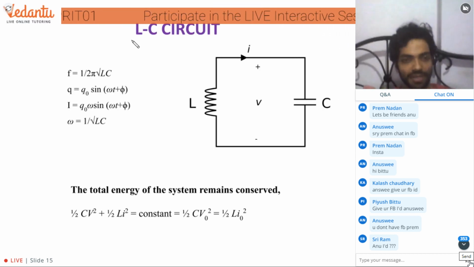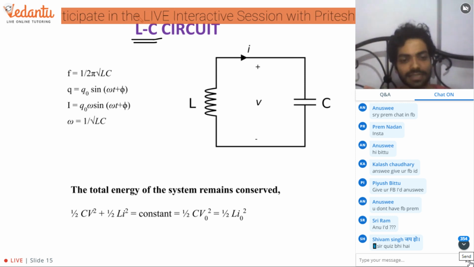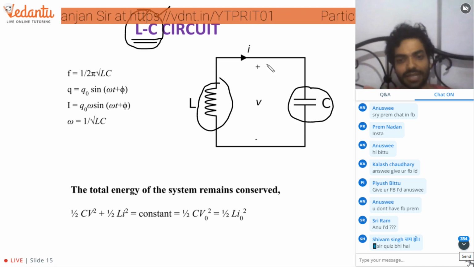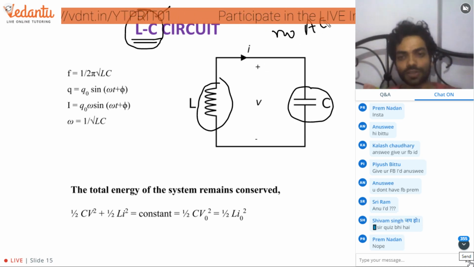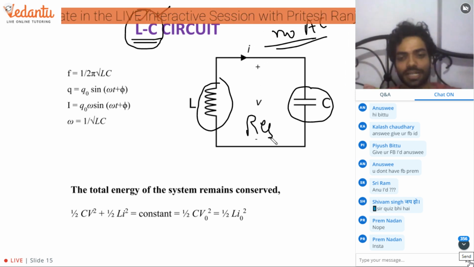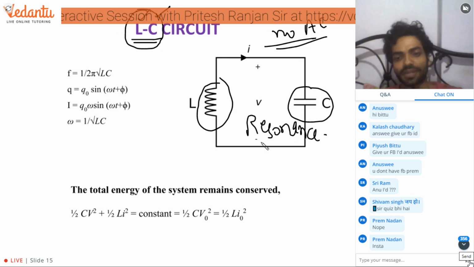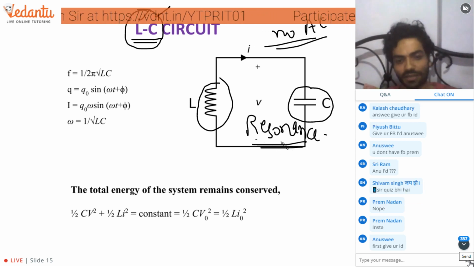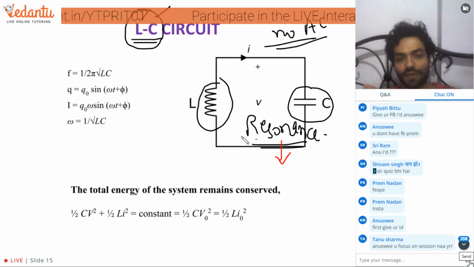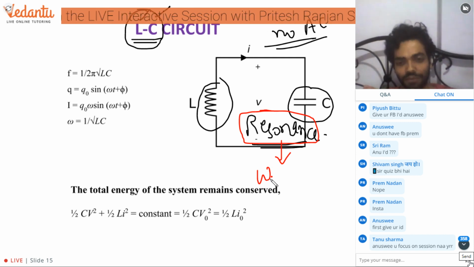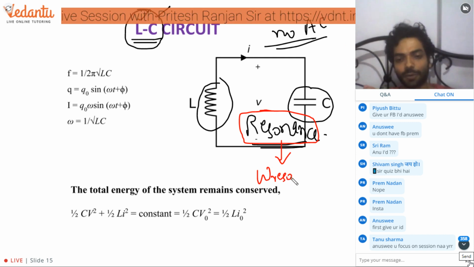Here, in a similar manner, I have connected an LC circuit, the circuit containing an inductor and a capacitor. So here is the inductor, here is the capacitor, but there is no AC source. Here we can observe that the resonance condition is being followed. So what is the resonance condition? I'll just give you a quick recapitulation. Resonance is a condition where the frequency is maxima. So that frequency we call the resonant frequency.